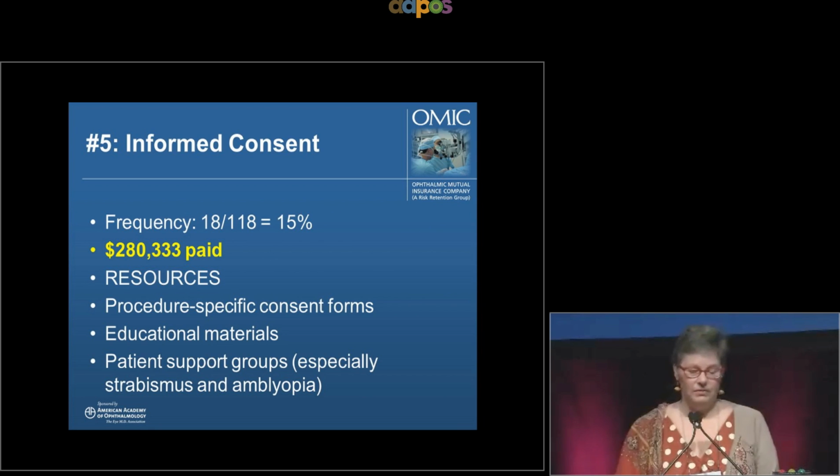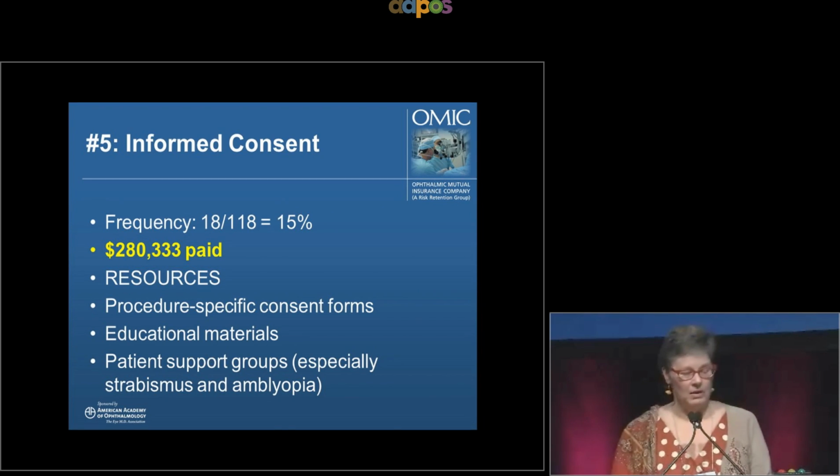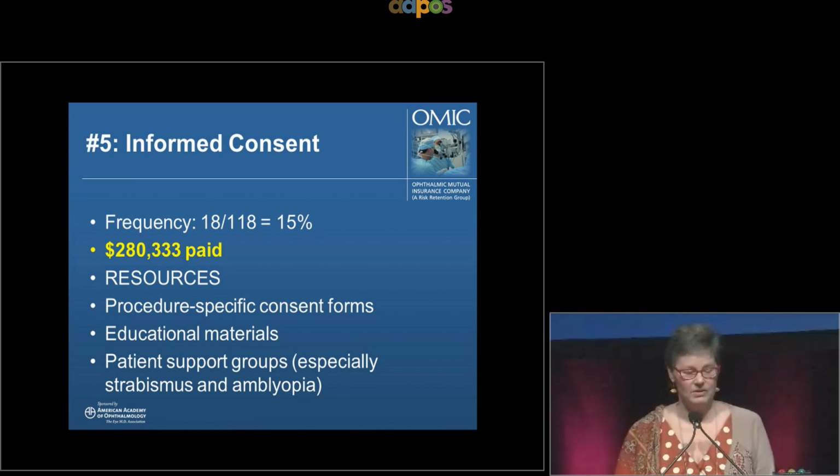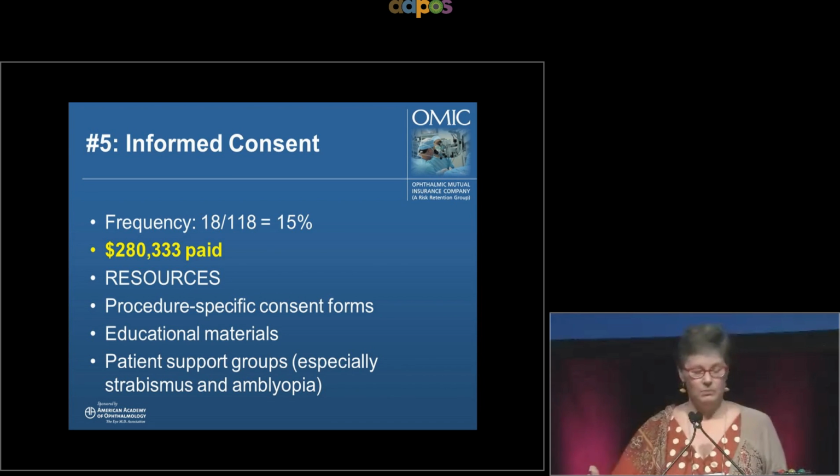The fifth one, informed consent. 15% of the cases, we totaled $280,000, and what I mean by this is everything else about the case was, the care was very, very good. It was just the informed consent process that could not be defended. So your best bet is procedure-specific consent forms. Again, they are free on our website. Educational materials so that people go home and can read more about it.